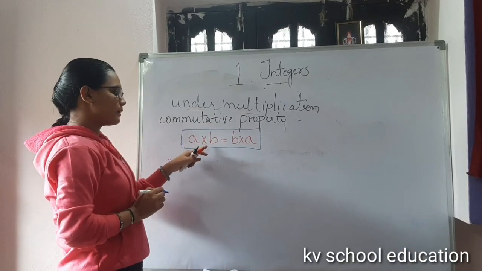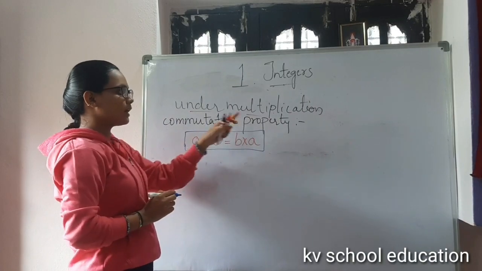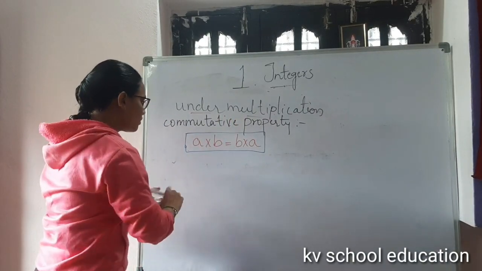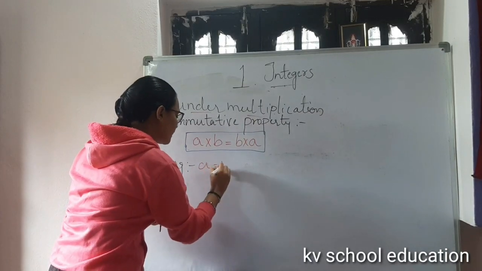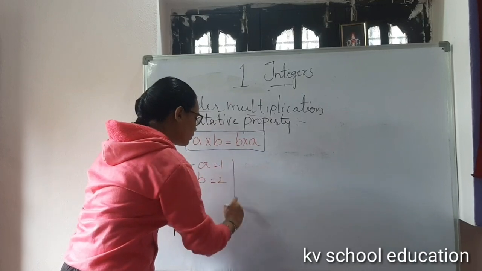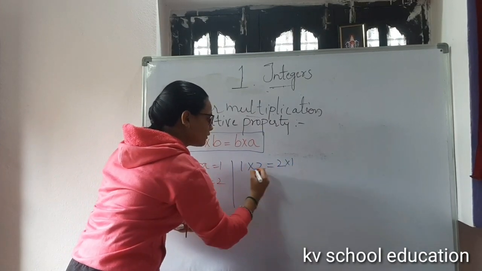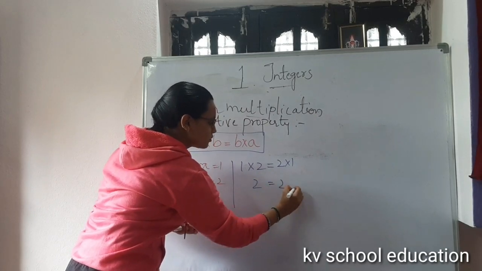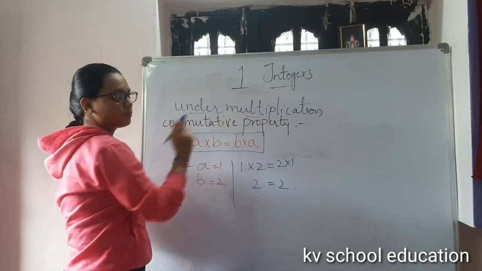Now we will take an example and we will see whether it satisfies multiplication or not. So for example, if we take A is equal to 1, B is equal to 2, what will we get? 1 into 2 is equal to 2 into 1. 1 2s are 2 and 2 1s are 2. So it satisfies the commutative property under multiplication.